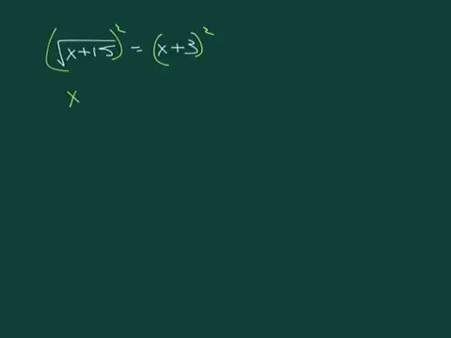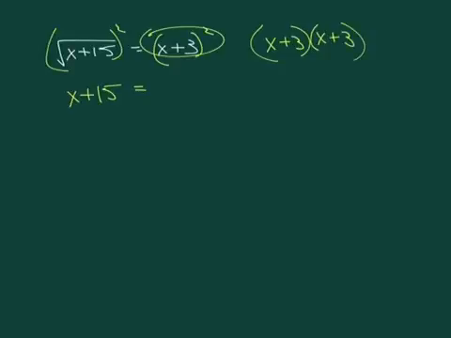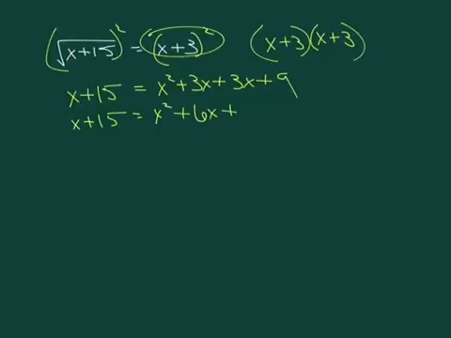Left side's easy. X plus 15. We just take the radical sign off. This side says x plus 3 times x plus 3. We do the FOIL method. X squared plus 3x plus 3x plus 9. Combine like terms. Okay, so I combine these.